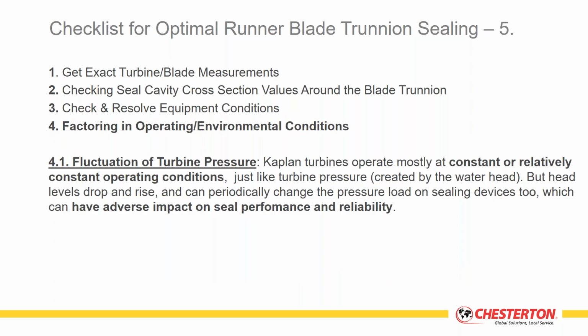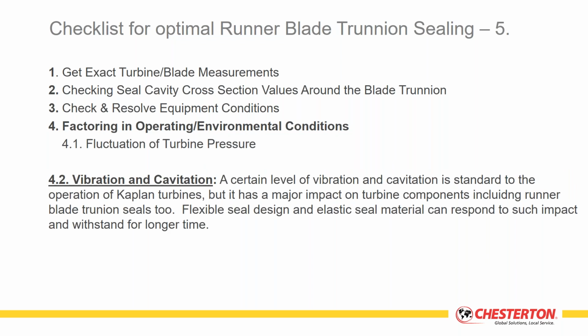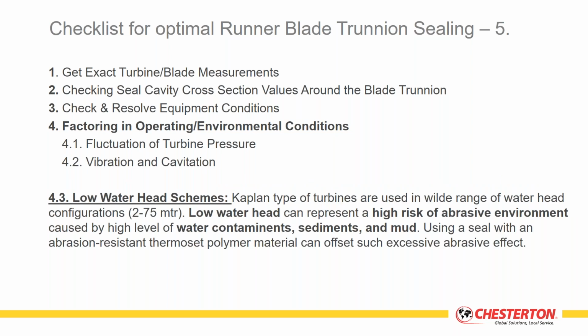On the right-hand side is a fretting caused by the high friction rubber seal in the stuffing box. Plus, we have to take into consideration fluctuation of the turbine pressure. That is the reason why the seal has to have very flexible sealing, because the seal has to react according to the pressure situation, which is varying. Vibration and cavitation. Again, these are typical problems where we have the answer with the flexible seal design and with the long elastic memory seal material, which can withstand for a longer life.